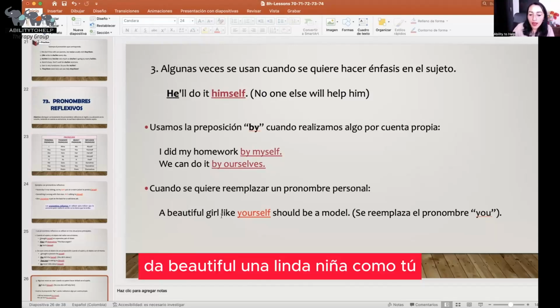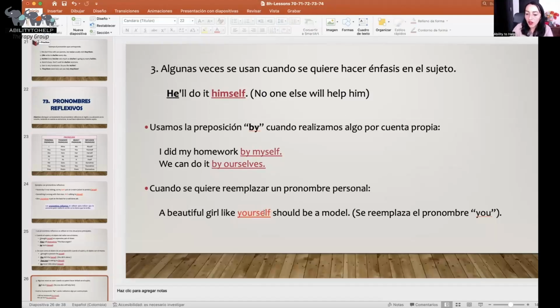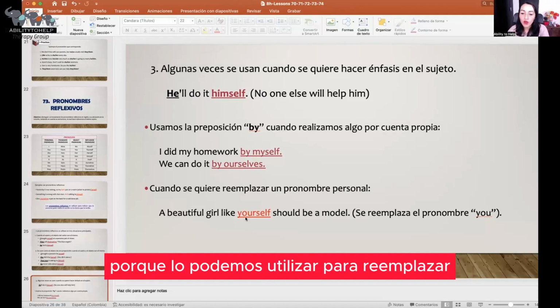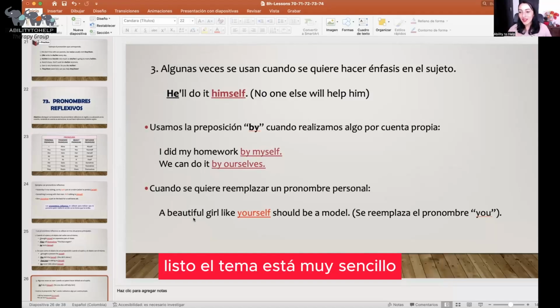The beautiful, una linda niña como tú. O sea, normalmente acá iría un you, like you, ¿cierto? Pero podemos usar un pronombre reflexivo. ¿Por qué? Porque lo podemos utilizar para reemplazar, en algunos casos, al pronombre personal. Listo, el tema está muy sencillo.